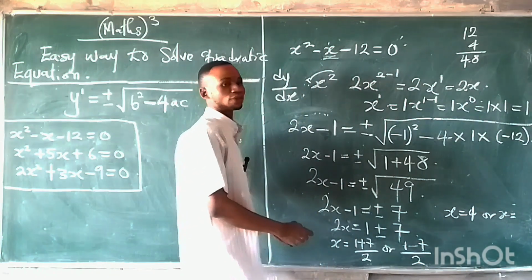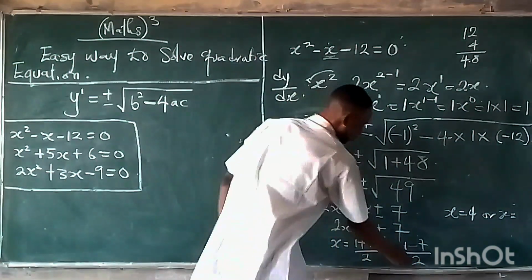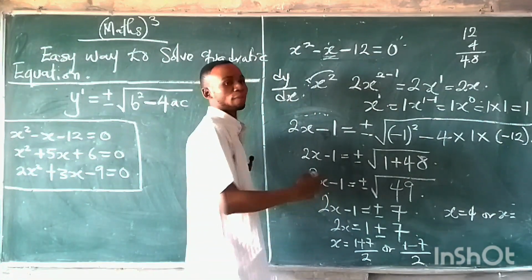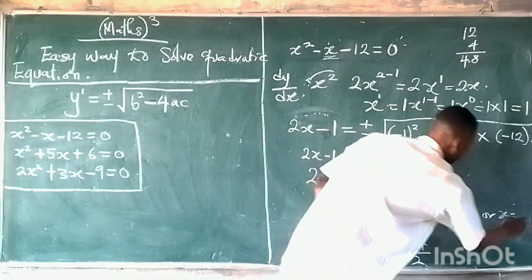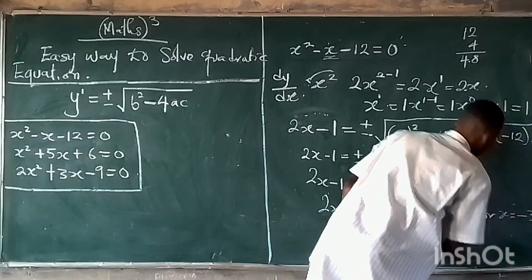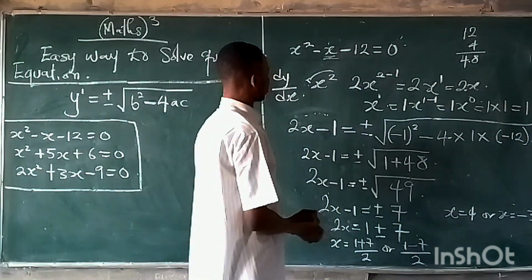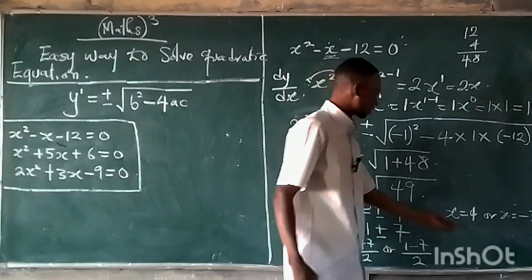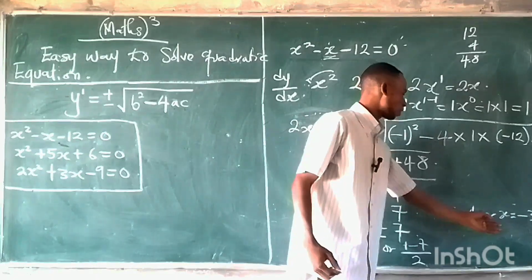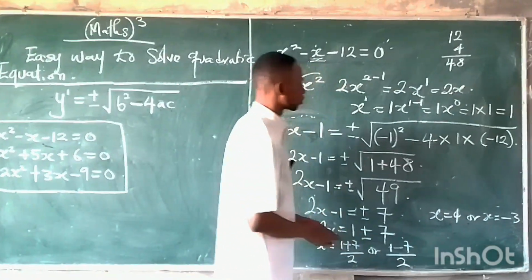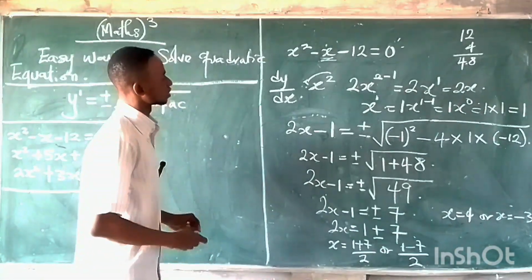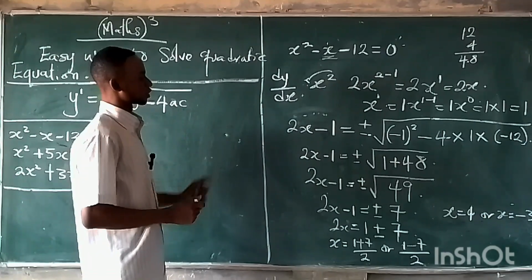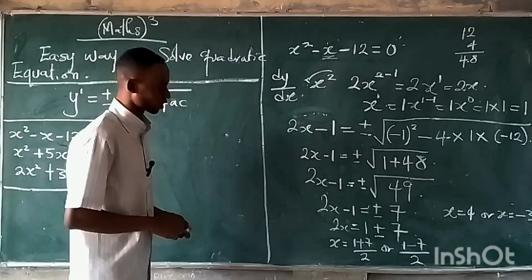Or x is equal to the second value, 1 minus 7, which will give you minus 6, and minus 6 divided by 2 will give you minus 3. So these are the factors of this quadratic equation. That is, x is going to be 4, or x is equal to minus 3. So that is how to use this simple, easy way to solve a quadratic equation.